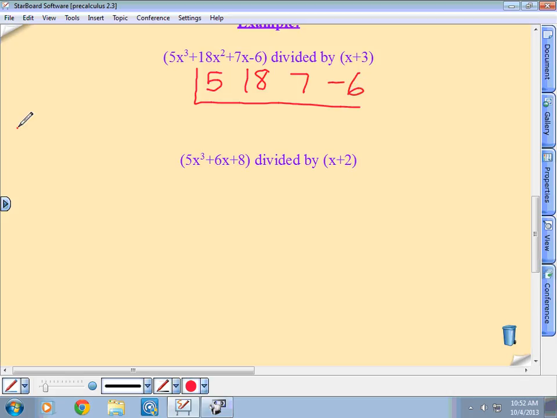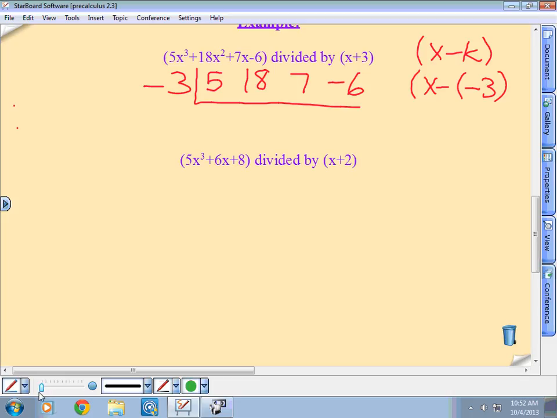What do we do for our divisor? What's our k? What are we going to divide by? Remember that it's got to be in the form x minus k. So x plus 3 is going to be x minus negative 3. So what's my k? Minus 3. If it was x minus 3, would it still be minus 3? No, it would just be 3, because it wants your k.